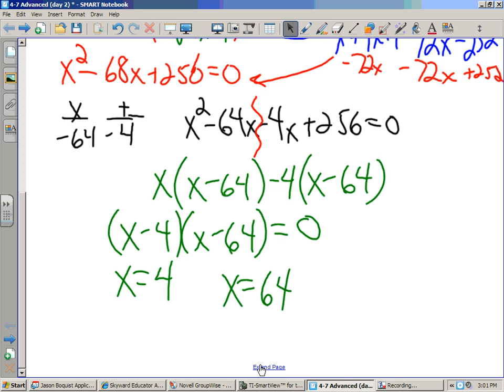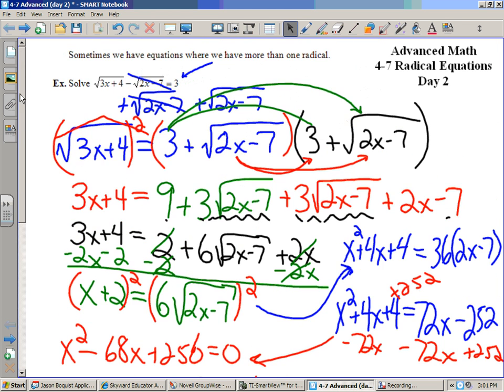But what was that called yesterday? You can get wrong answers, or what's the technical term for that? Extraneous. Now what we have to do is make sure they work. Well, sometimes that does happen. You do all this work and it's no solution. So how about this half of the room here, you substitute in 4, see if it works. This half of the room over here, substitute in 64, see if it works.